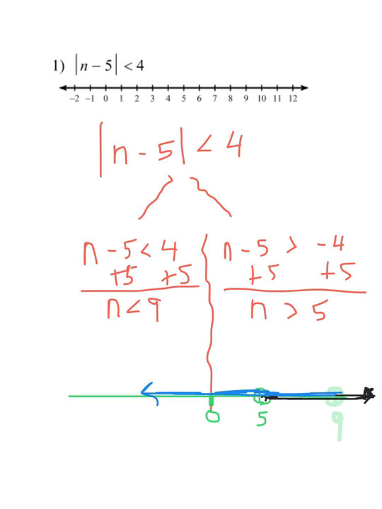Alright, so I've graphed the solutions. And I put arrows on the end to show that the line continues in that direction forever and ever. Now, do you see where the two lines overlap? They overlap from 5 to 9. Those are the solutions. This is where n lives. So when I go to write my final answer, I can say that n is in between 5 and 9.